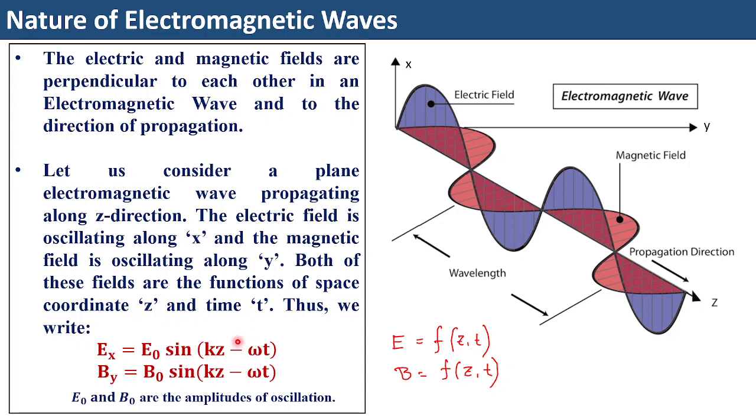Thus we can write Ex, because I have written the electric field to be Ex. Why? Because it is oscillating along x. In order to distinguish the electric field in terms of its oscillation axis, I have given a suffix x. So, Ex is equal to E naught, which is the amplitude of the field variation, times sine of kz minus omega t. And similarly, By, because y is the direction in which the magnetic field is varying, so By becomes equal to B naught sine of kz minus omega t. Now, E naught and B naught are the amplitudes of oscillation.